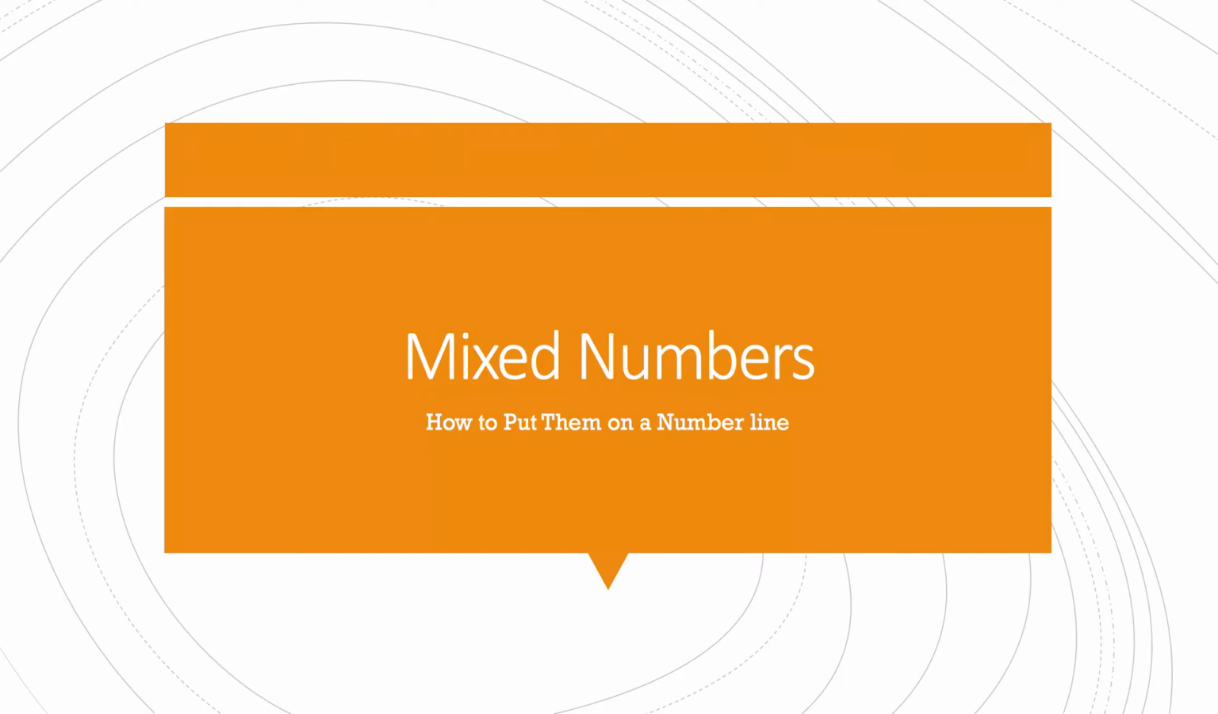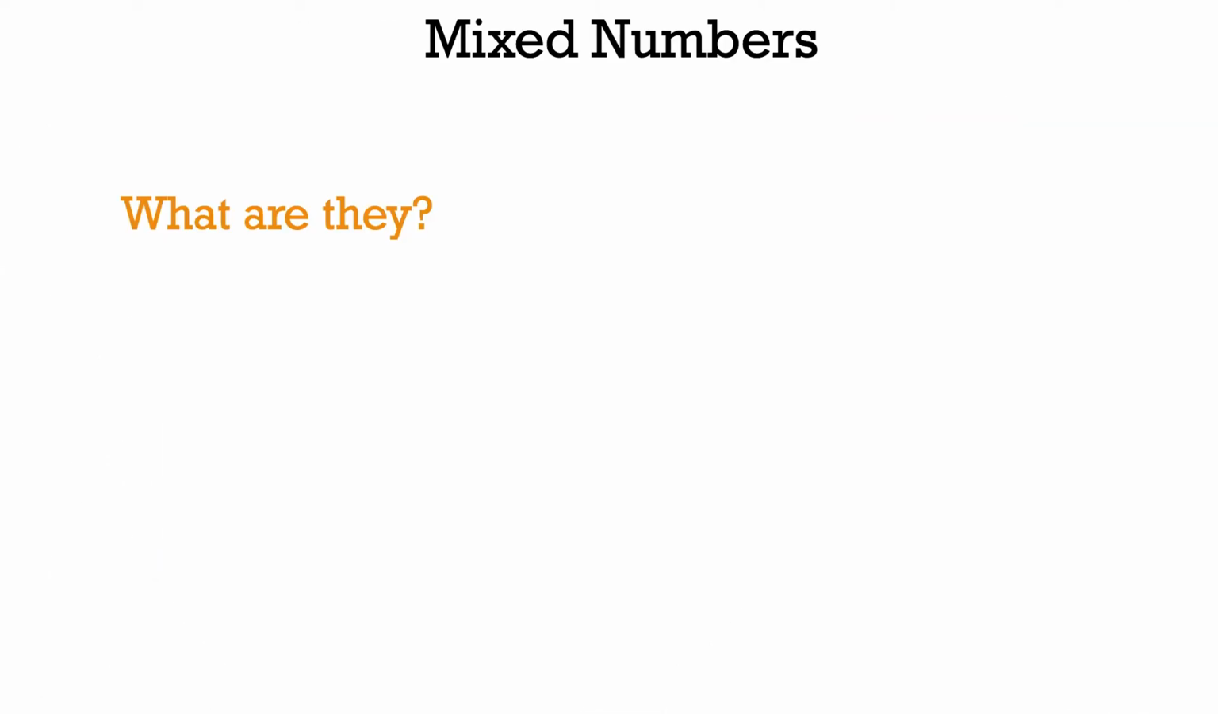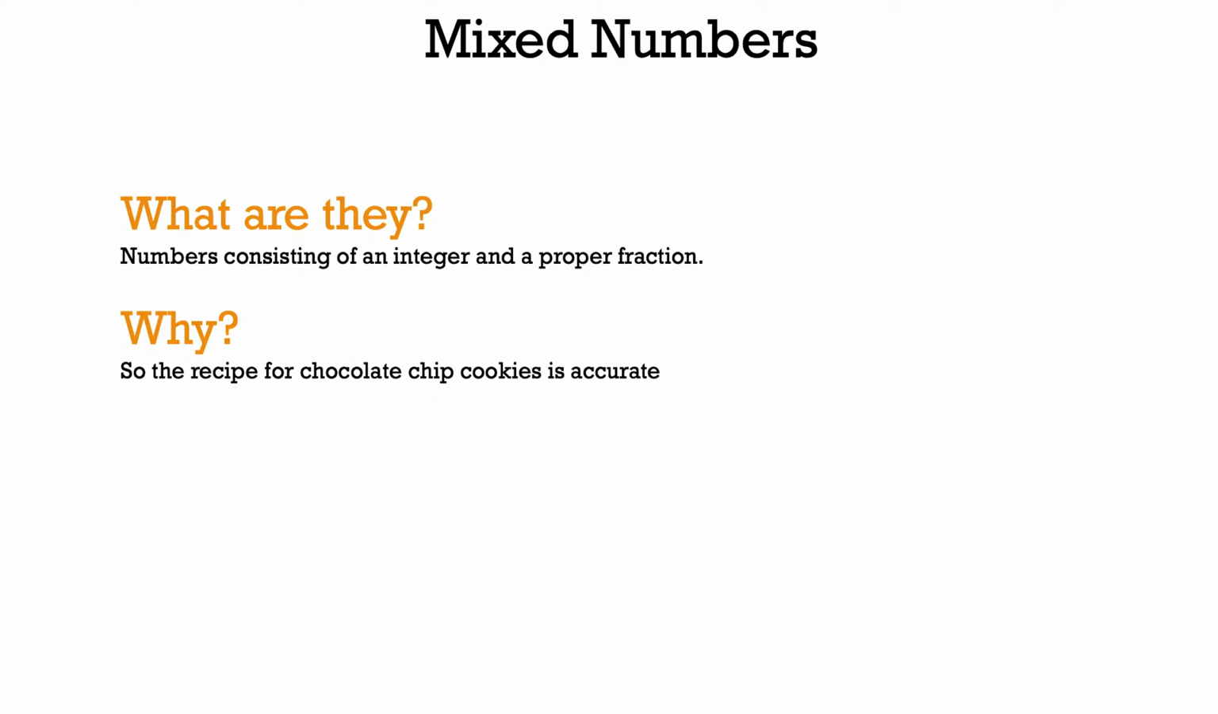Mixed numbers. How to put them on a number line. What are they? Numbers consisting of an integer and a proper fraction. Why? So the recipe for chocolate chip cookies is accurate.